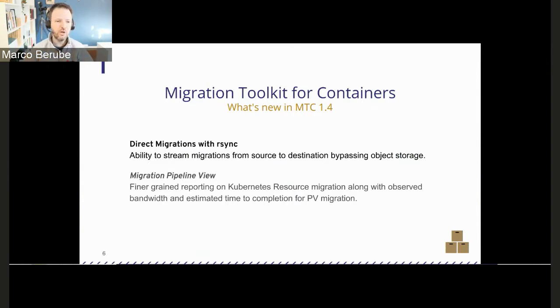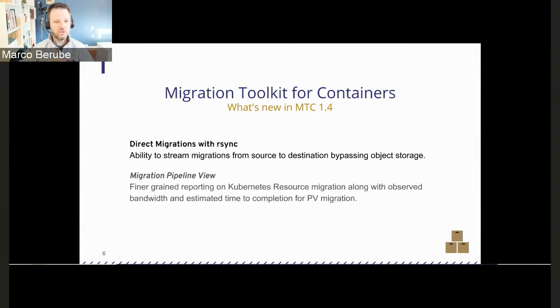But the main two features were a better way to migrate PVs, which we call direct migration using rsync. In the past, we were using another tool called restic to migrate PVs, where the data needed to be copied twice. The strategy was to back it up and then restore it on the other side. With direct migration, you can bypass this backup and restore process and copy directly from one cluster to another cluster using rsync, which makes it much faster when you have a large amount of data that needs to be migrated.